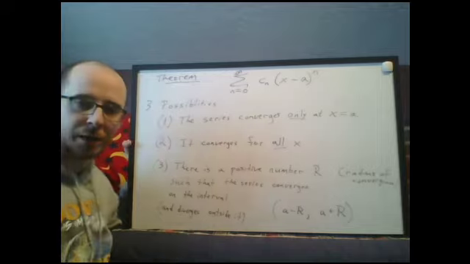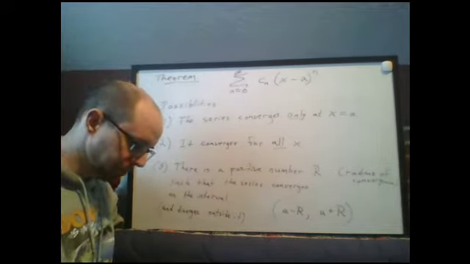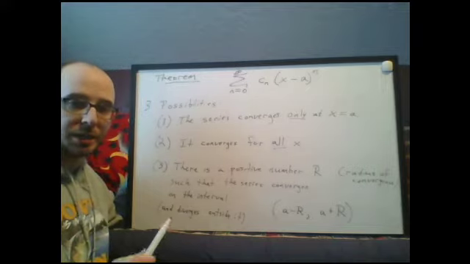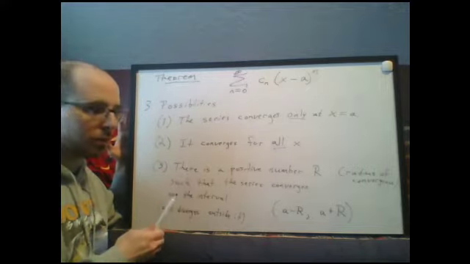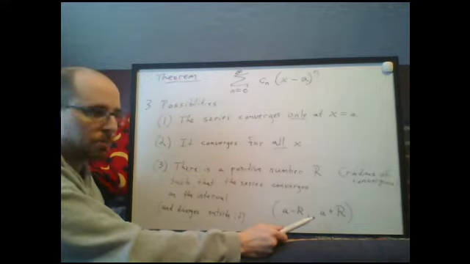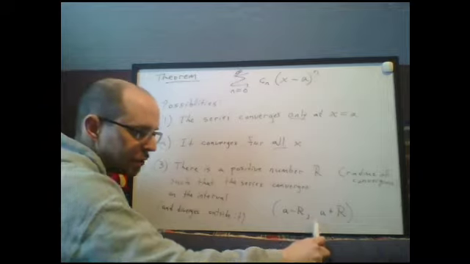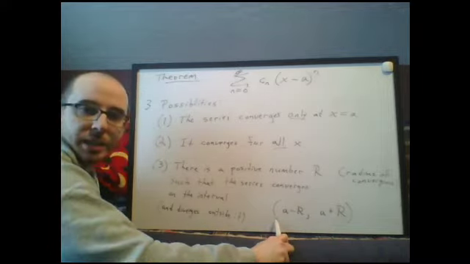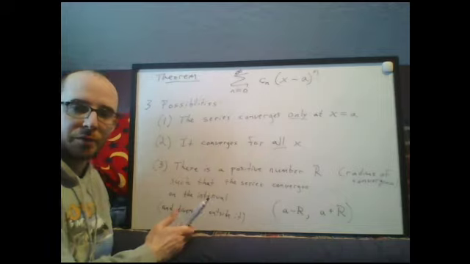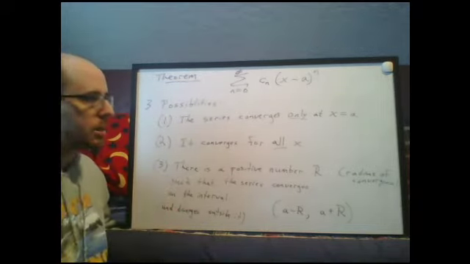I'd write that down if I had more space. But the endpoints we have to check separately. But as far as the total interval goes, this tells you why a is the center. a is the center for this power series because it's the midpoint of this interval. And you go the same distance in both directions from a to get what's called the interval of convergence. All right, so you have these three cases.